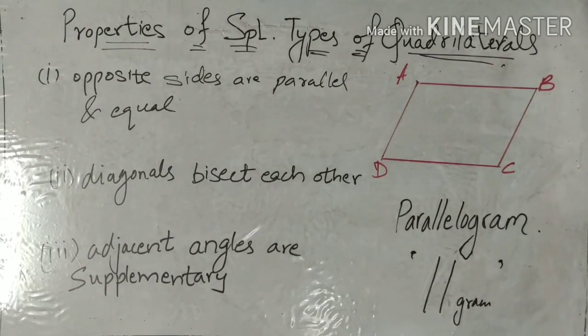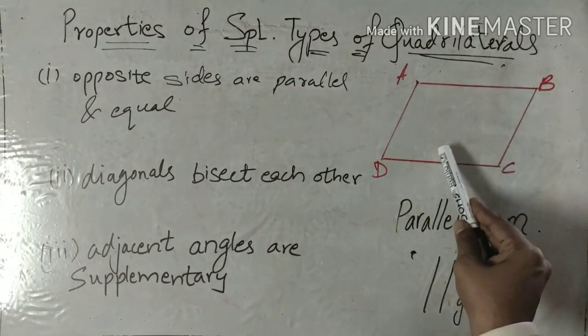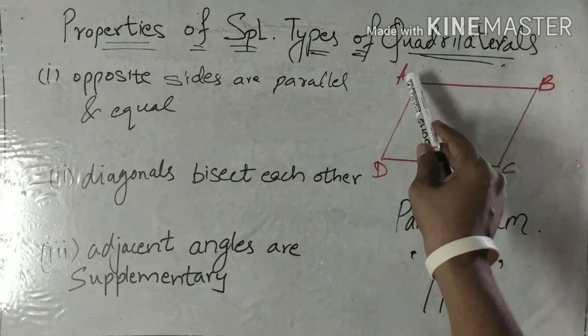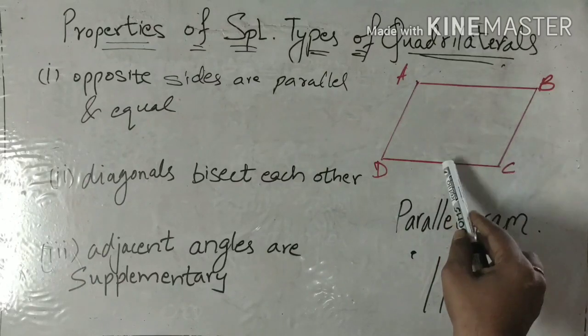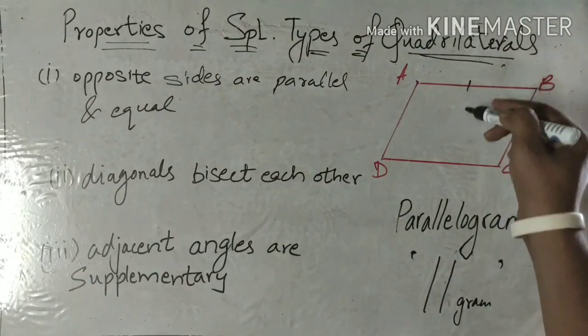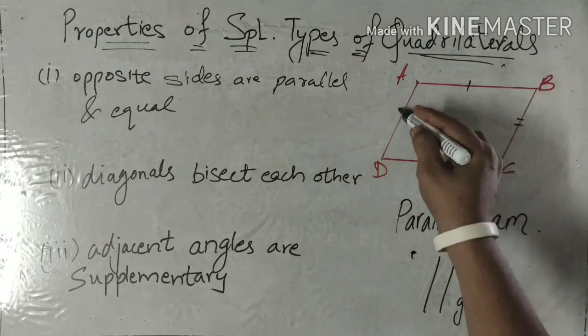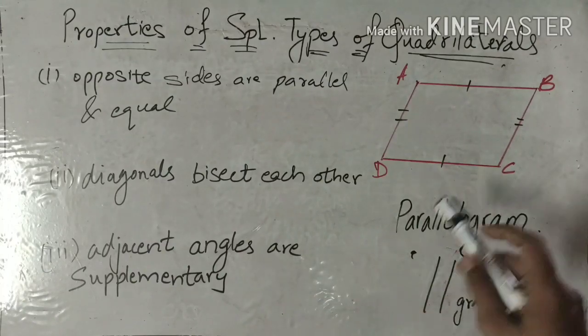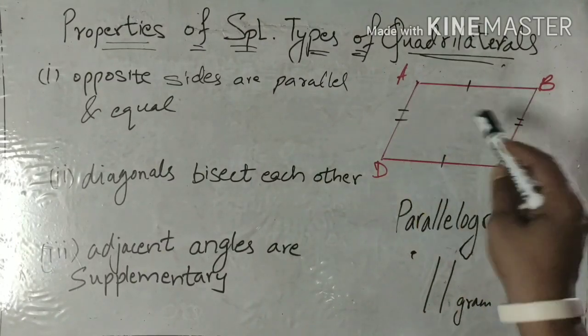Okay, now this is the fourth type of quadrilateral that we are studying, and that is the parallelogram. You may conclude it from the diagram itself that the opposite sides are parallel and they are equal in length. So opposite sides are parallel as well as equal.